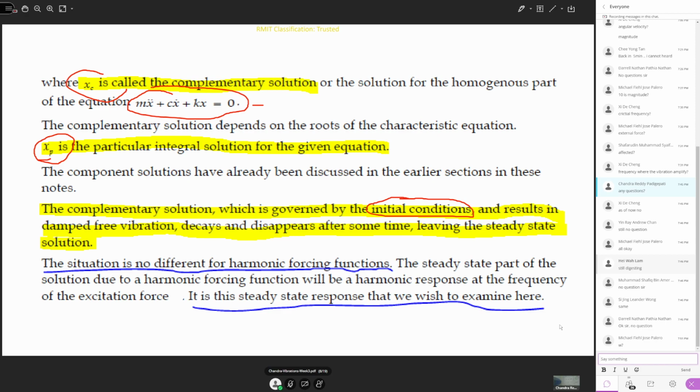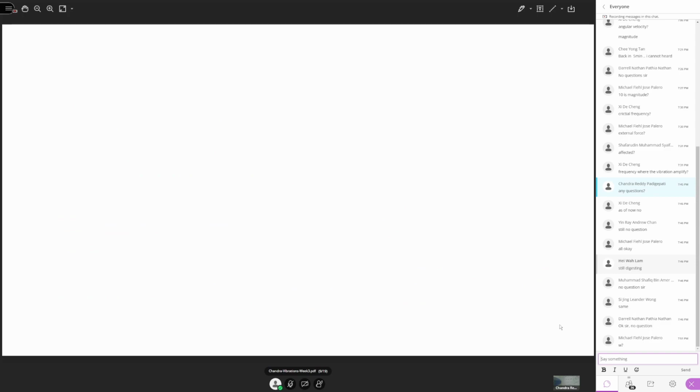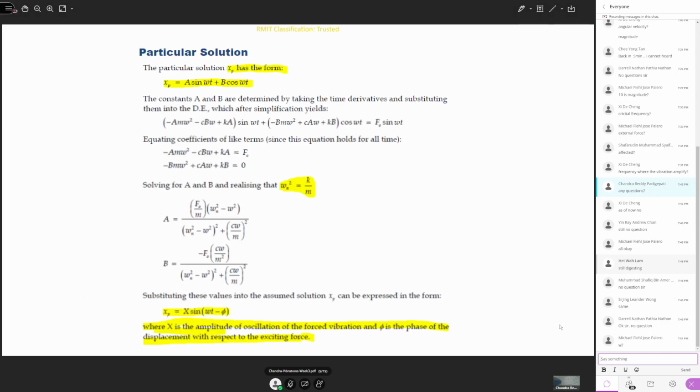So the steady state response, this is the term which we occasionally use. That means this refers to the particular solution. So under forcing conditions, how the system behaves.